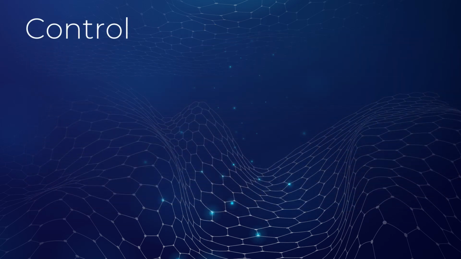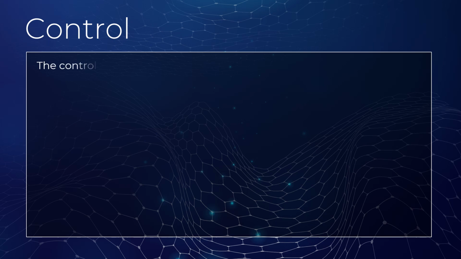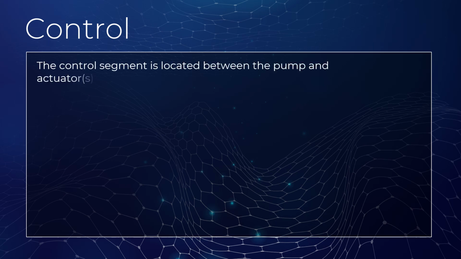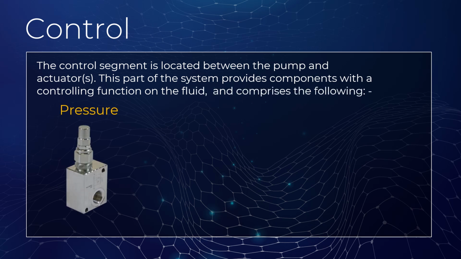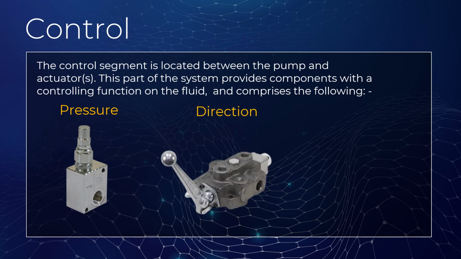Control. The control segment is located between the pump and the actuator, or actuators. This part of the system provides components with a controlling function on the fluid, and comprises the following: pressure, direction, and flow.